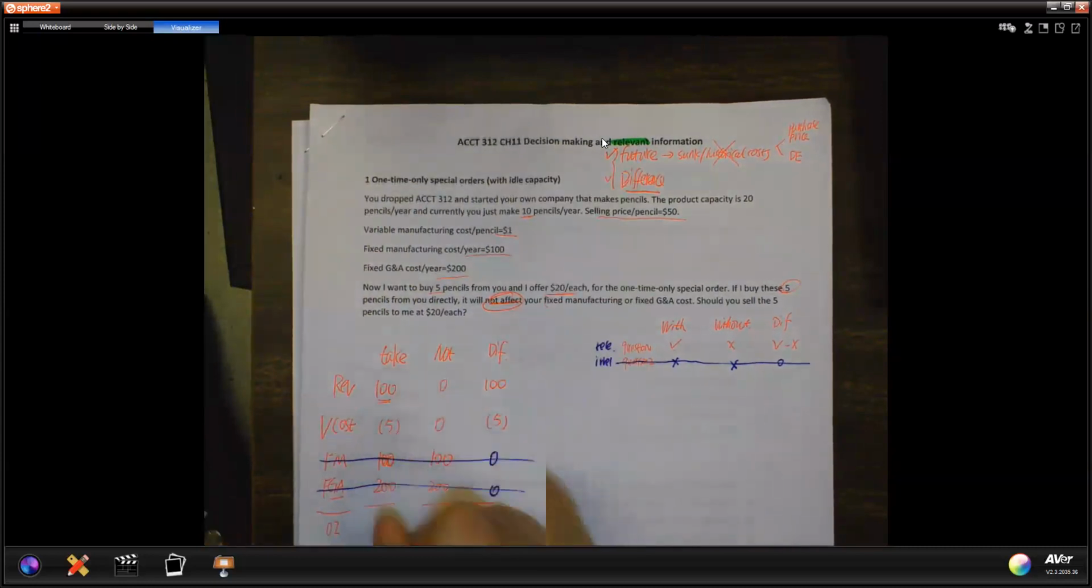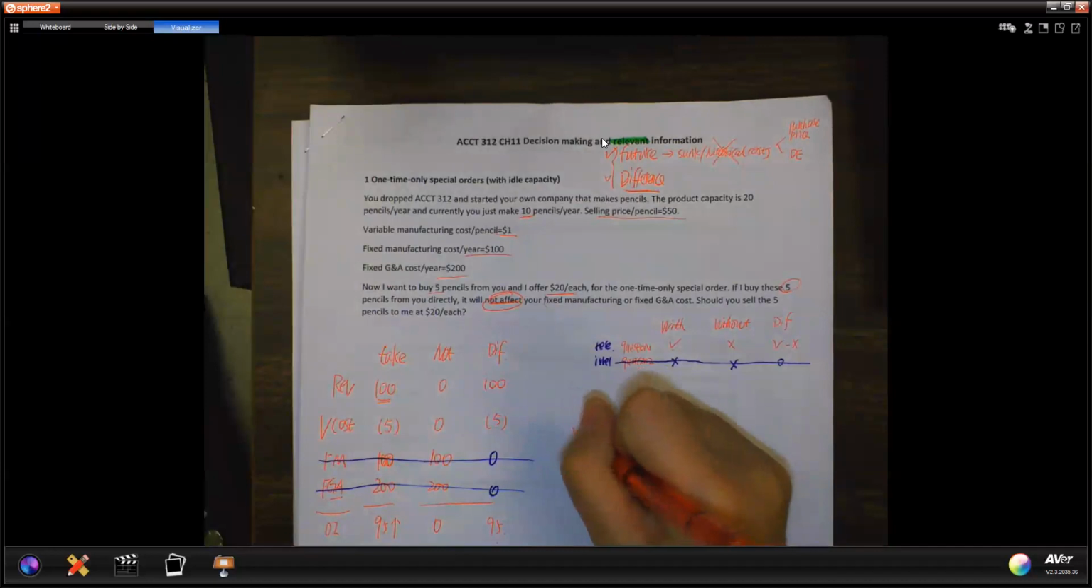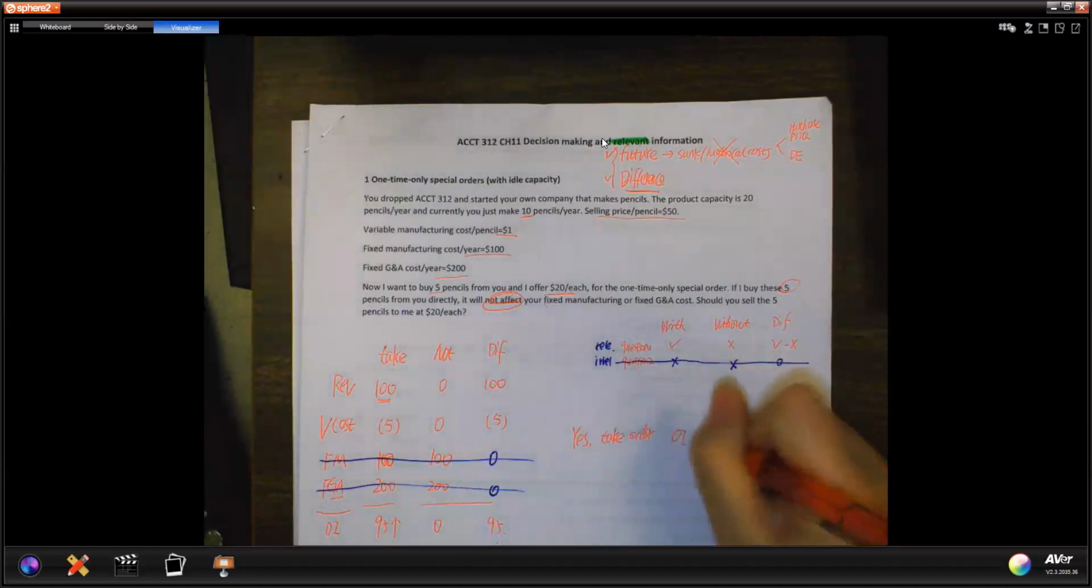So we found your relevant operating income. With my order, you will get 95 extra. Without my order, you get 0, because you're not really doing anything. So the difference is positive 95 as income. What should you do then? You should say yes, you should take the order, because your operating income will increase by $95 for 5 pencils.